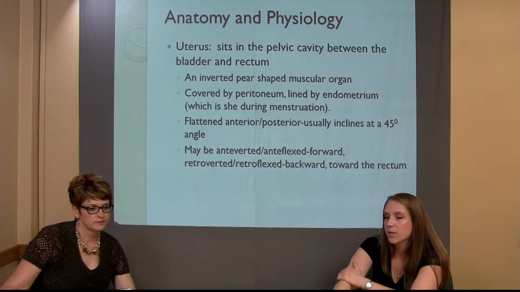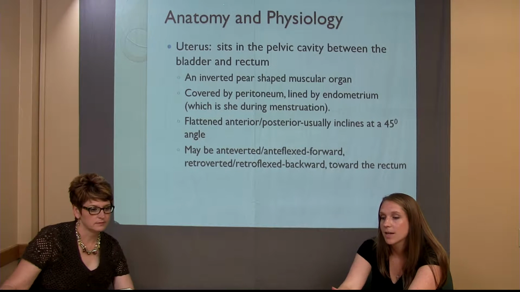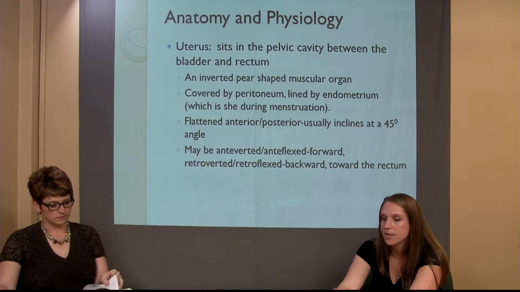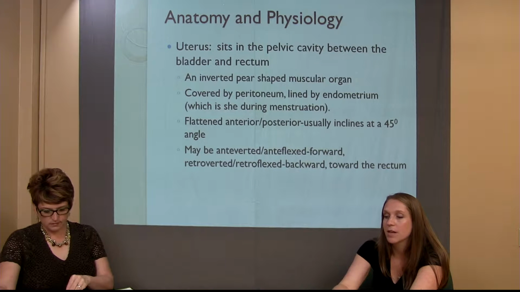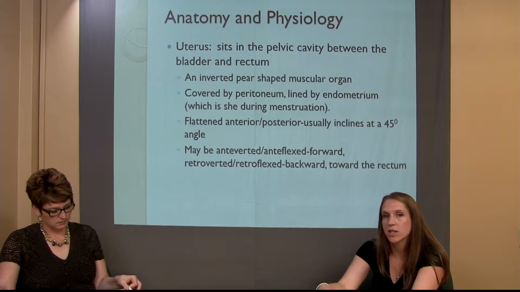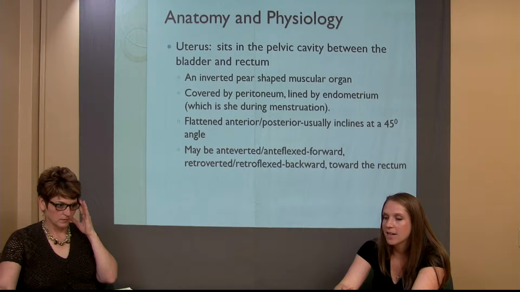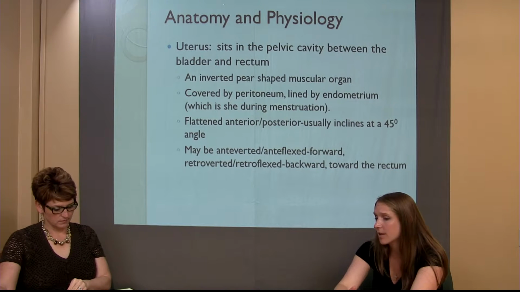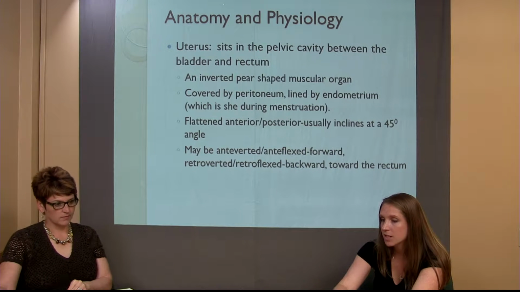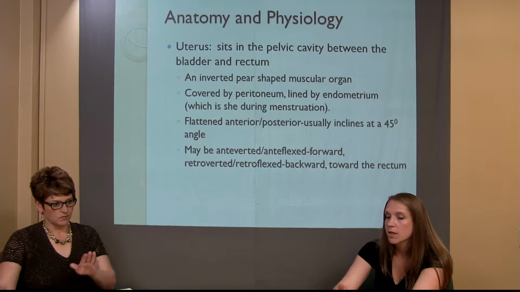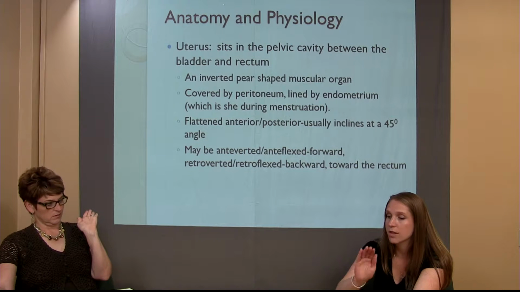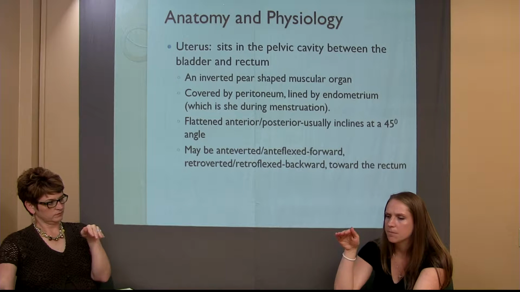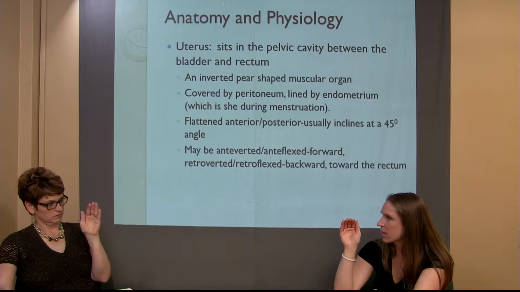The uterus sits in the pelvic cavity between the bladder and the rectum, and it's an inverted pear-shaped muscular organ covered by peritoneum and lined by endometrium, which is what is shed during menstruation. It's flattened anterior-posterior and usually inclines at a 45-degree angle. It may be anteverted or anteflexed forward, or retroverted or retroflexed backward toward the rectum. So it can be either. Usually it's naturally flexed slightly forward.